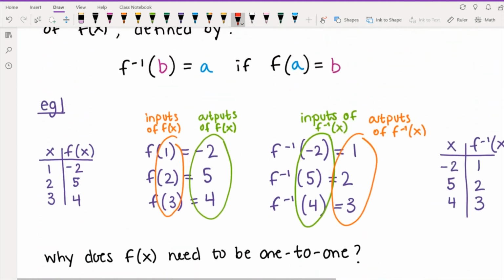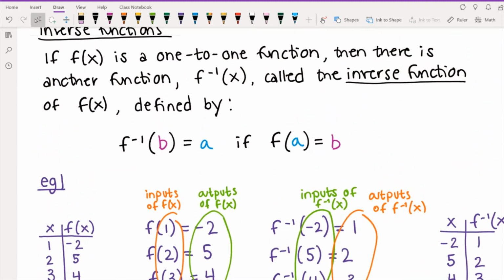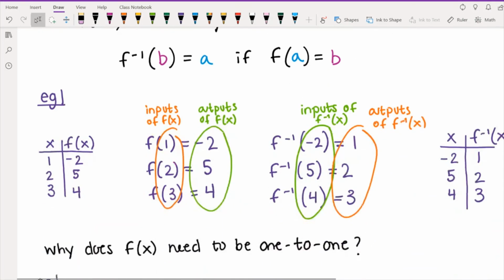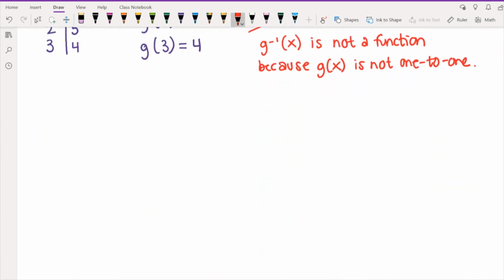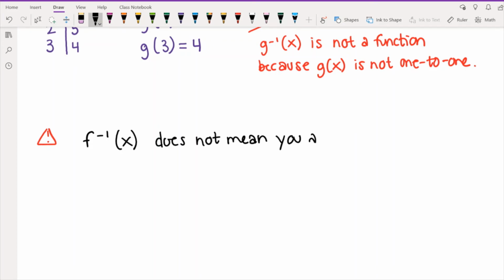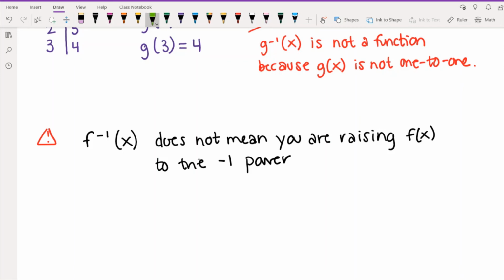So one other thing I want to say is something about the notation. I just want to make a note about notation here, and I'll put this little warning symbol because this is a common misconception. So f inverse of x does not mean that you are raising f of x to the -1 power, right? Like, for example, let's say you had 4 to the -1.